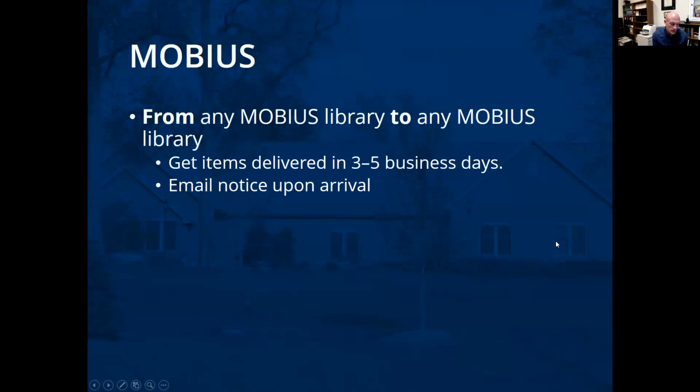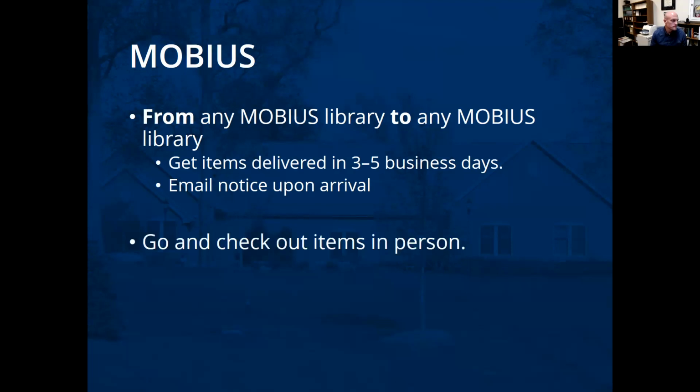So with Mobius, you can get books delivered from any Mobius library to any Mobius library. Items get delivered in 3 to 5 business days, and then we send you an email when they are available and ready for you at the front desk of the library, assuming that you are on campus. You can also go to any Mobius library and check out books at that library in person using your Covenant student ID card.